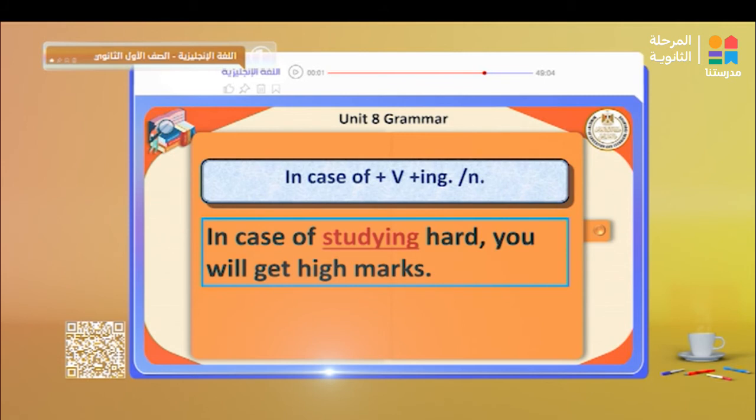تمام؟ يبقى احنا كده نفرق ما بين if و in case of. خلي بالنا، لو قلنا in case بس هتبقى زيها زي if. يعني لو قلت if you study you will succeed ممكن اقول in case you study you will succeed. يبقى in case is similar to if، زي if بالظبط. in case you study ممكن اقول if you study or in case you study you will succeed.